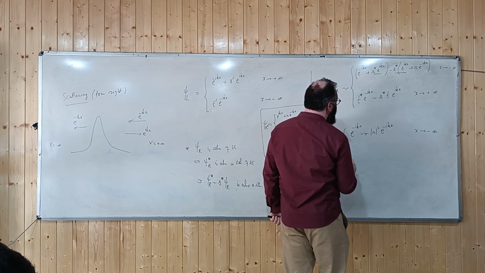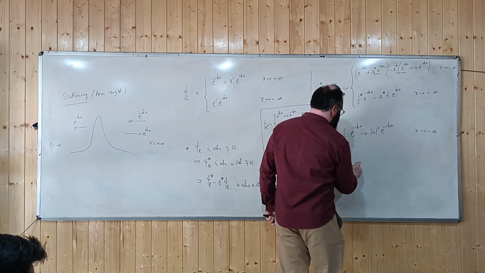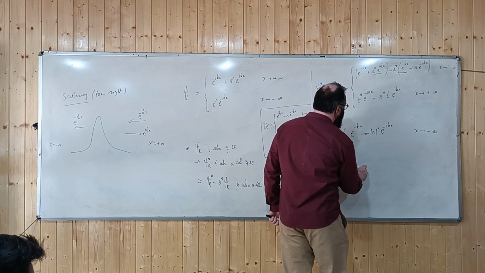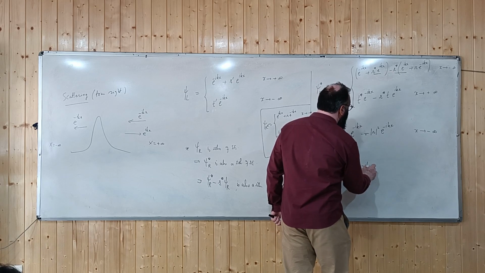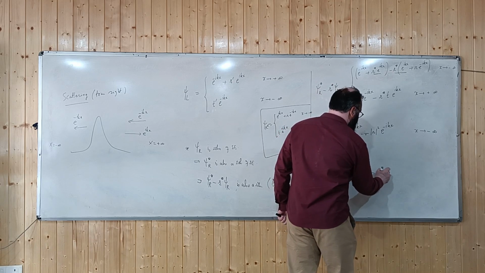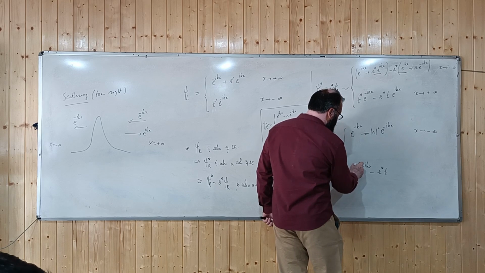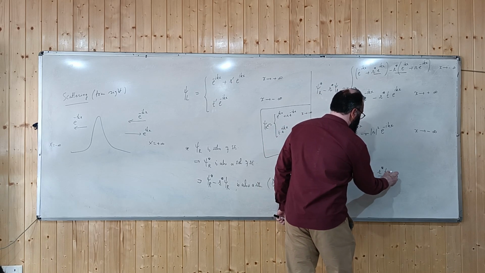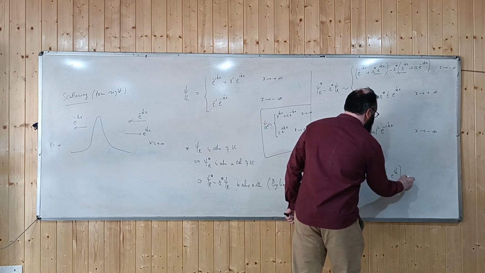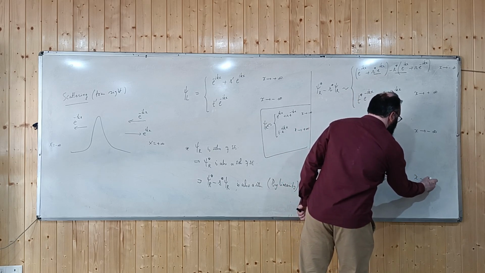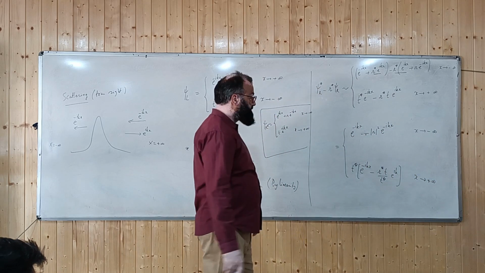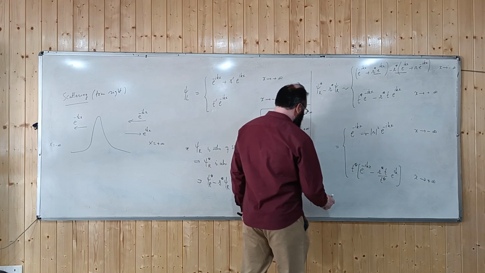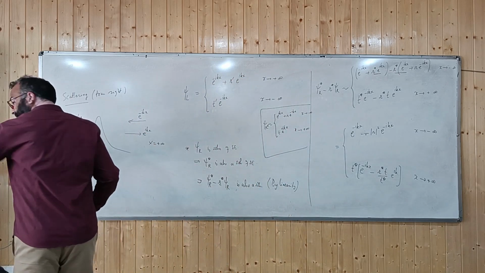So now what I am having here? It is something t star, e raised power minus i kx minus i star t. Let me take this t star out, so I will divide this by t star e raised power i kx. That's x equal to plus infinity. Got it?